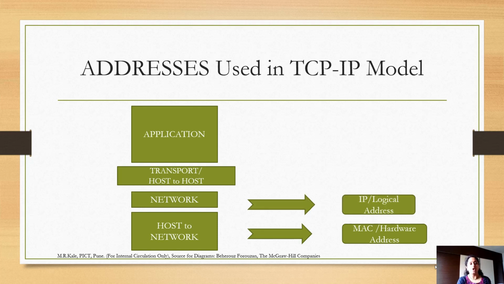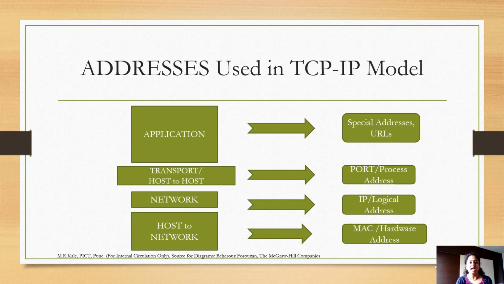At the network layer, we have logical addresses. At the transport layer, we have port or process addresses. And at the application layer, we have special addresses or URLs. URL is nothing but Uniform Resource Locator. So these are special addresses which need not be represented mathematically. You can represent them with their names, as we represent email addresses with specific names and then in the background they get converted to IP addresses. So email addresses are also known as special addresses. And so users deal with special addresses instead of dealing with MAC or IP addresses.